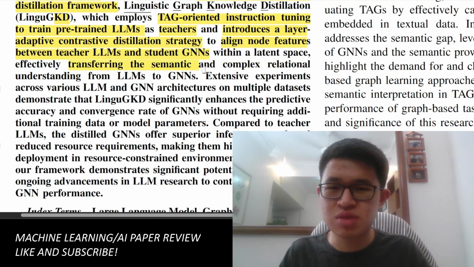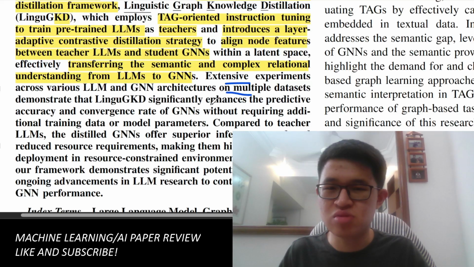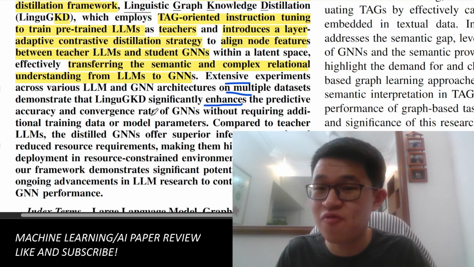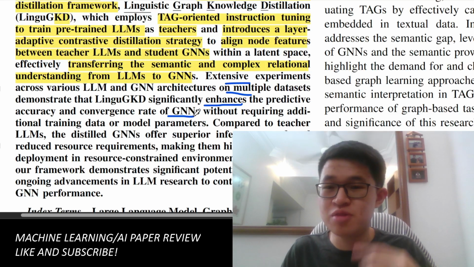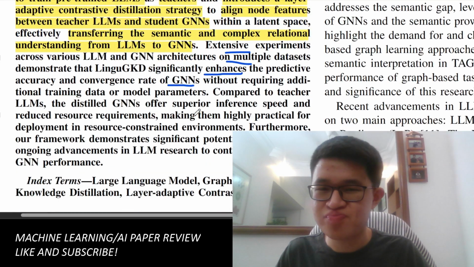Okay, and this helps to transfer the semantic and complex relational understanding from the LLMs to the GNN, and they perform a lot of experiments on different data sets, and it shows that this approach enhances the prediction accuracy of GNNs without additional computational costs.